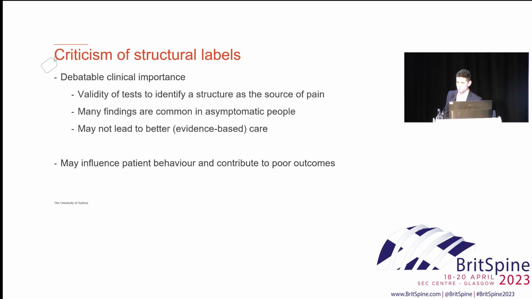On the other hand, for people who criticize the use of structural labels, there's a lot of debate around the clinical relevance of using those terms to describe back pain to patients. This is because of the validity of the tests that are used to identify that particular structure as the source of pain, because, like I mentioned before, many findings are common in asymptomatic people, and because these diagnostic labels may not lead to better evidence-based care. And ultimately, these structural labels may influence patient behavior and contribute to poor outcomes.